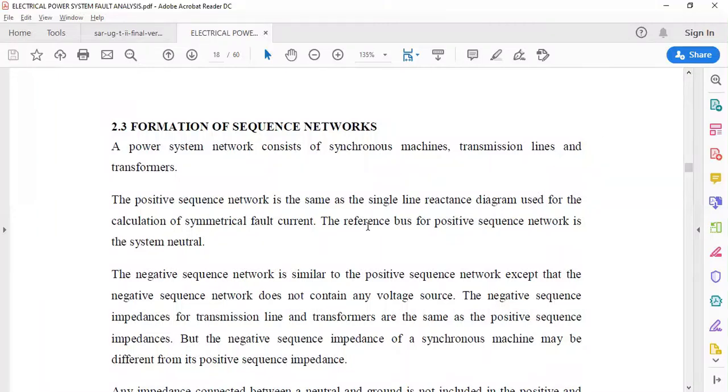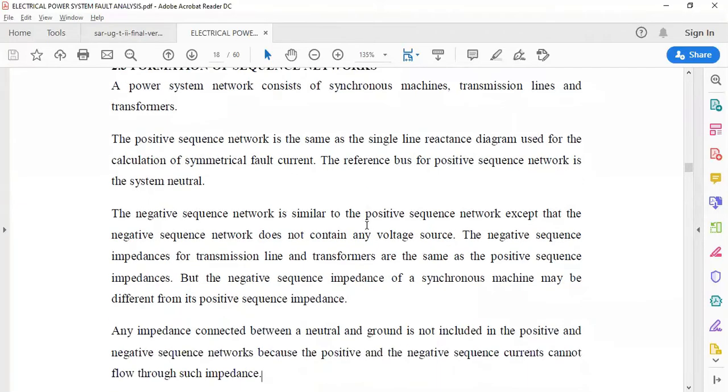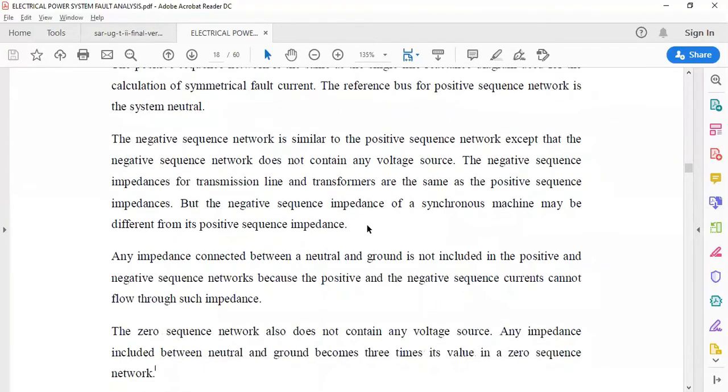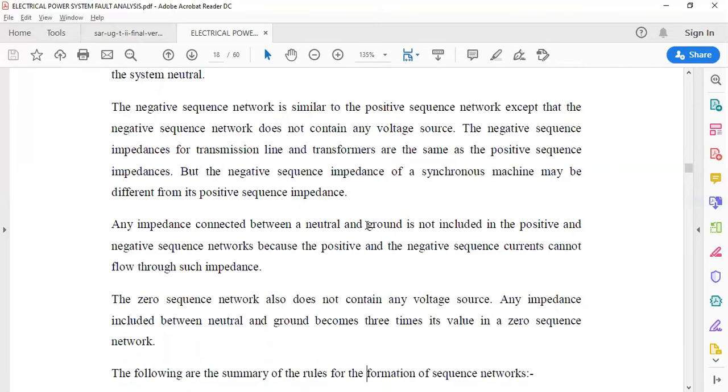If we combine the sequence networks of all the elements which are connected in the system, we can create or form a sequence network for the entire power system. Any impedance connected between neutral and ground is not included in the positive and negative sequence, because the positive and negative sequence currents cannot flow through such impedances. So this is also important.